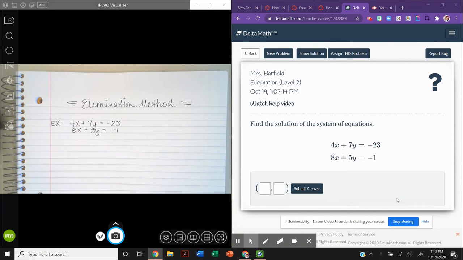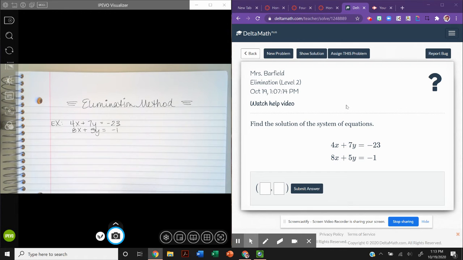We're going to be looking at and continuing with our studies of the elimination method. So when you've got a problem here, we're looking at the Delta Math assignment. I've got 4x plus 7y equals negative 23, 8x plus 5y equals negative 1. What we've been doing in the last set of videos is that we've either been adding them or subtracting them, and by doing that, a term automatically eliminates itself.